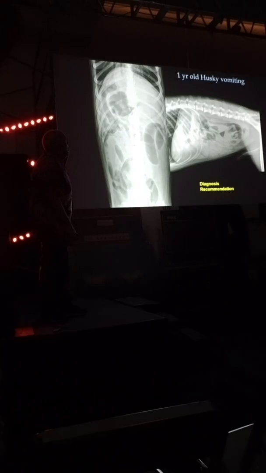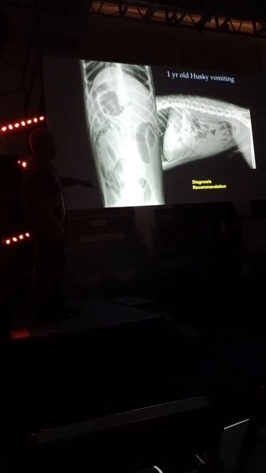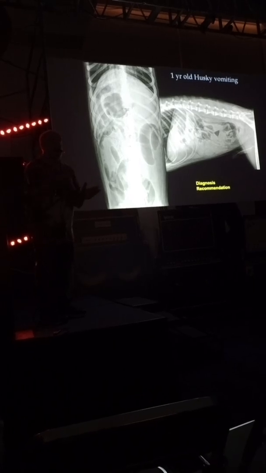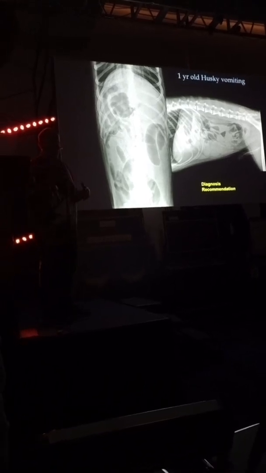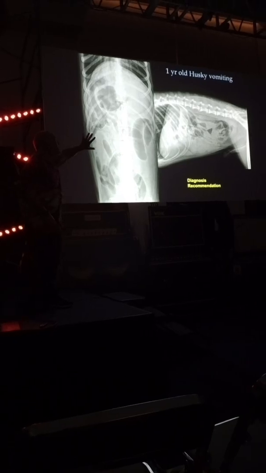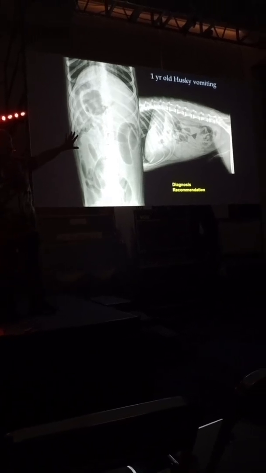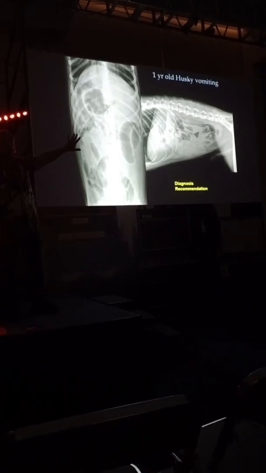All right, here we go. Here we have a 1-year-old husky that is vomiting. Radiographic changes, diagnosis, and recommendation. That's what we're going to see. Is the image normal or abnormal?